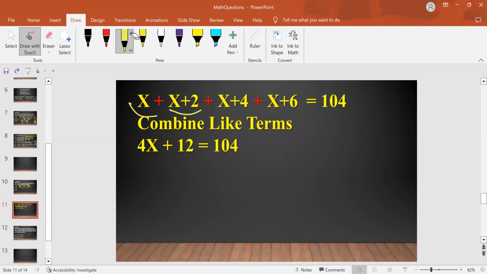Therefore, we're going to have x plus 2, x plus 4, x plus 6. And if you add all these 4 numbers, we get 104. Now, again, we combine like terms. We have x 4 times, so that'll give you 4x plus 12. Where did the 12 come from? We have a 2 plus 4, which is 6, 6 plus 6 is 12. So having 4x plus 12 equals 104, you're going to solve for that x.